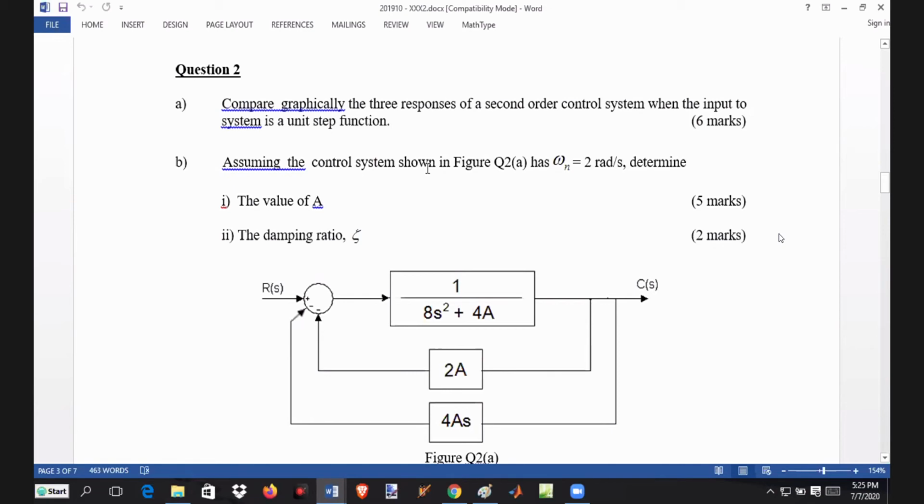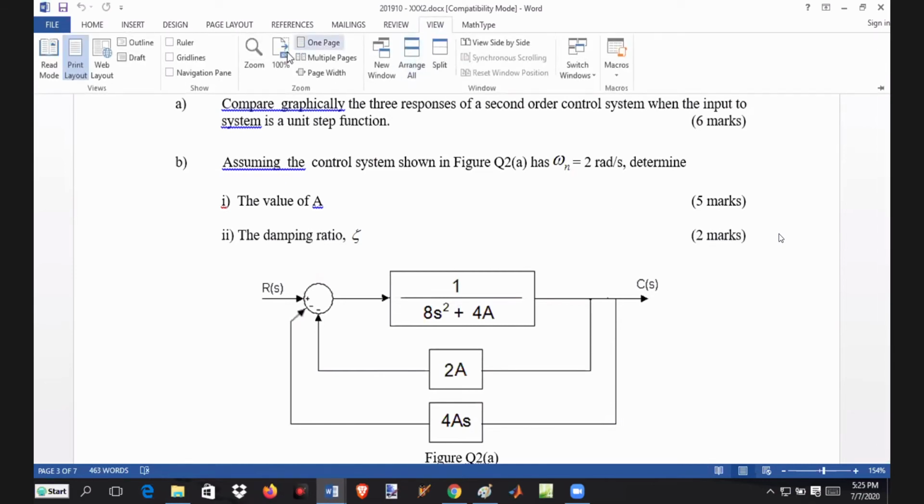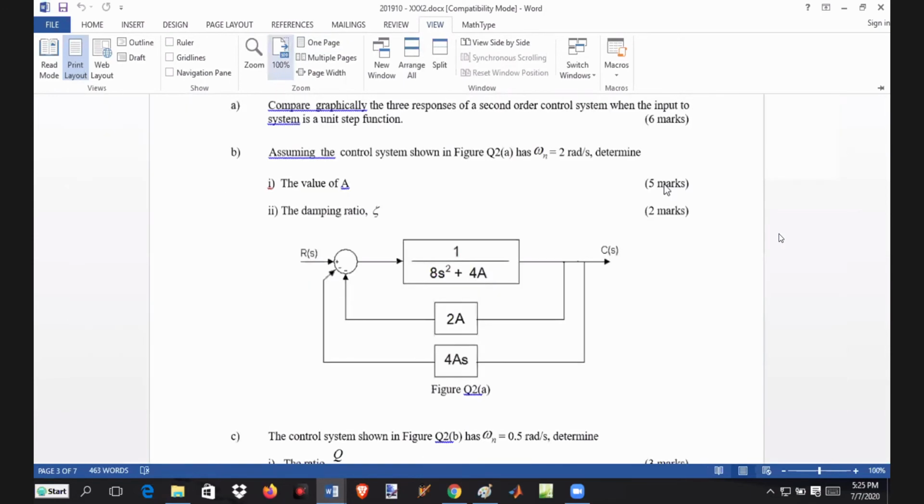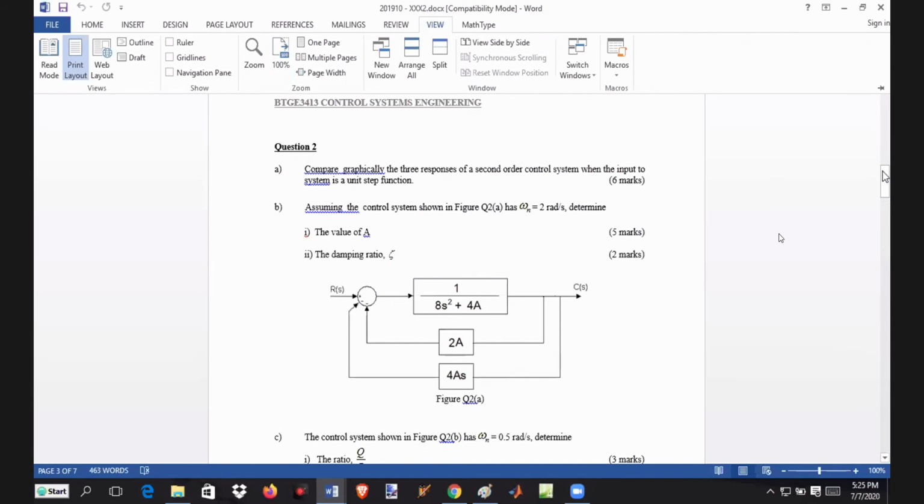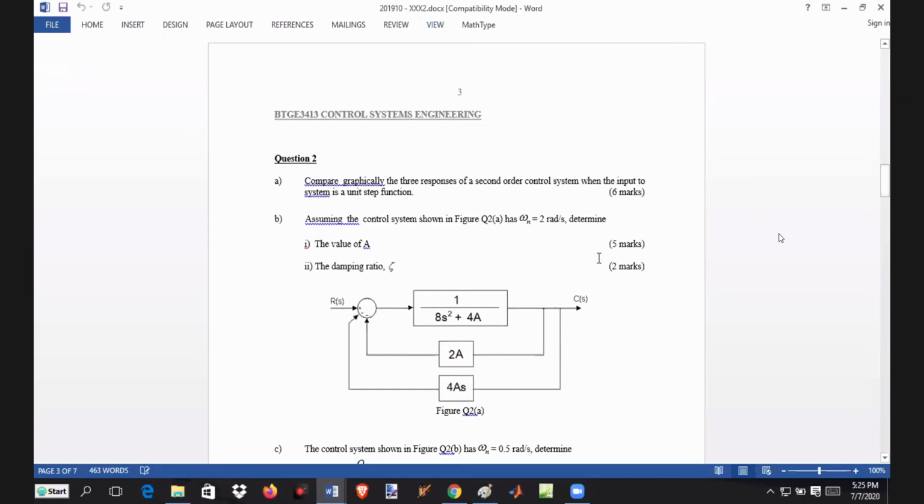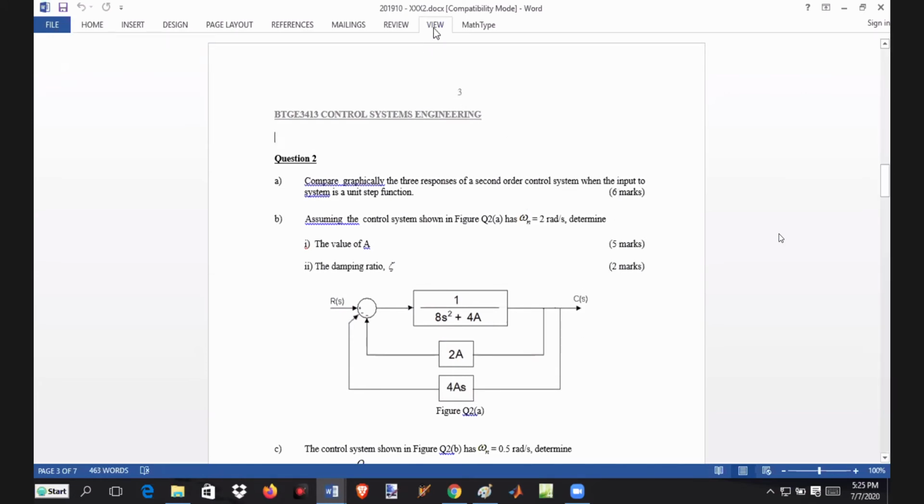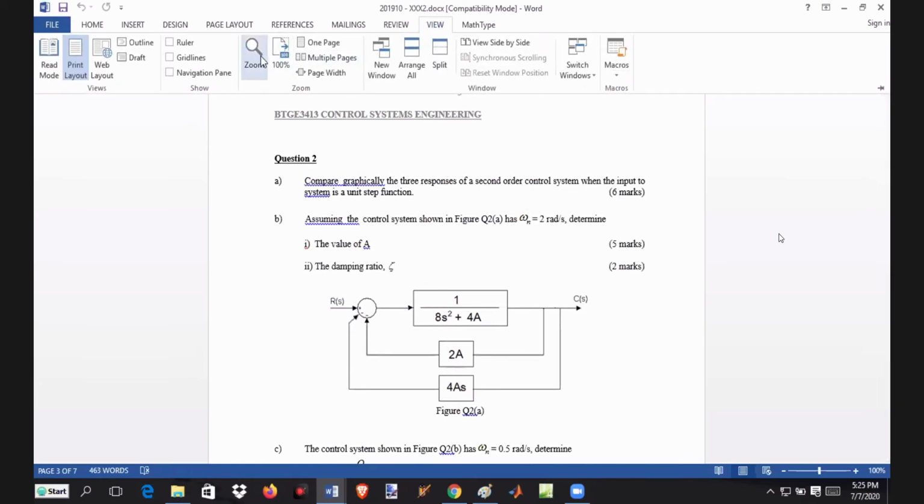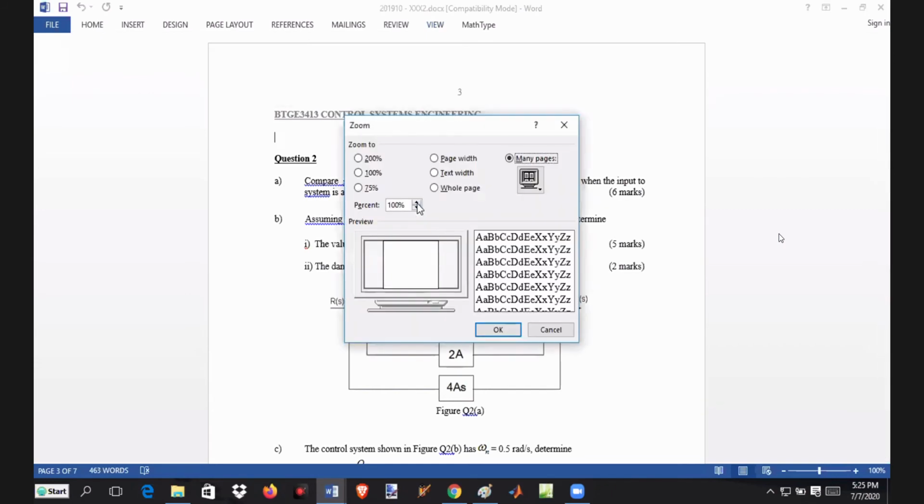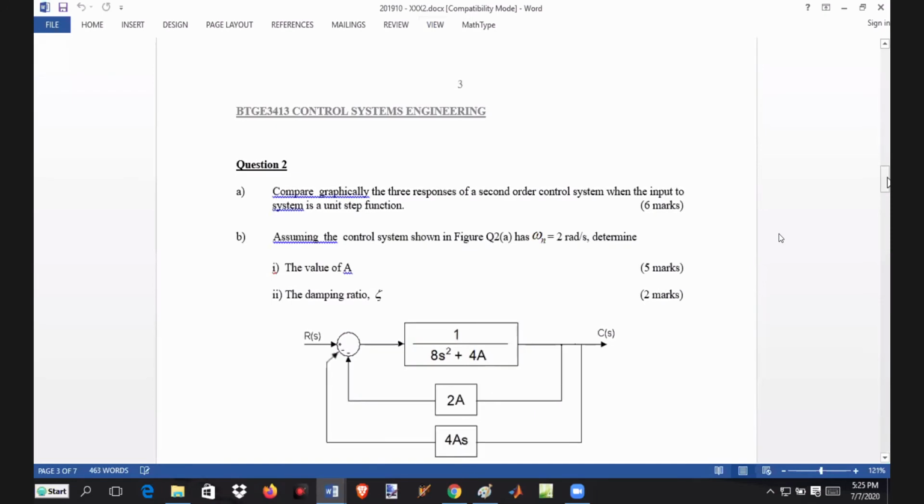Assuming the control system shown in figure Q2A, I think I make it smaller first, because you only see a little bit. Make it smaller already. No, it's too small. Some of you make it slightly bigger. 120, slightly bigger will be easier.